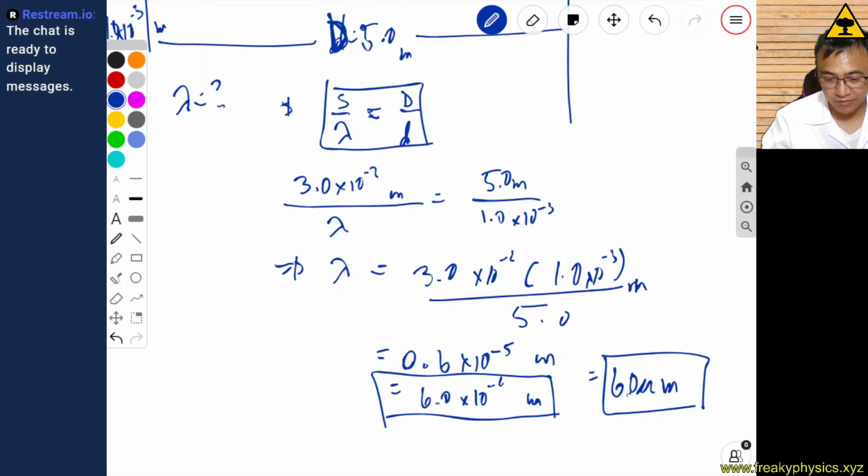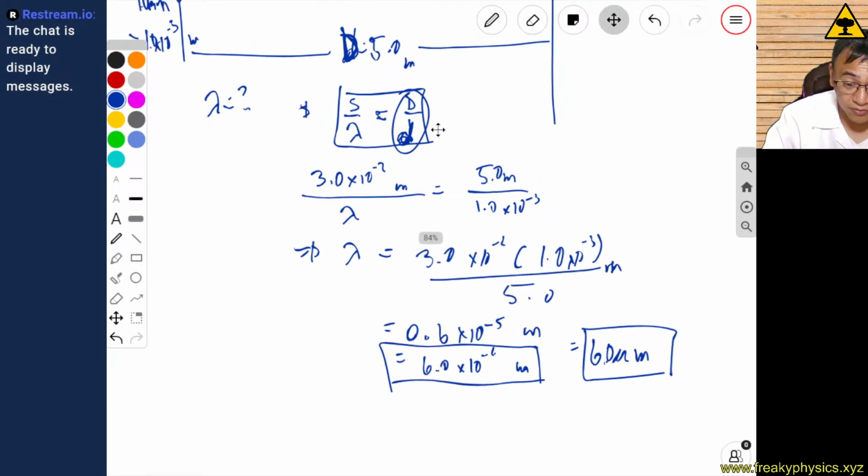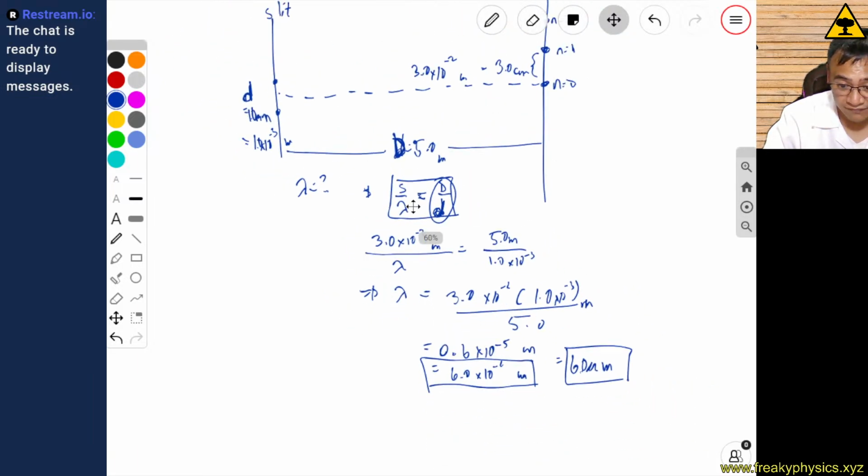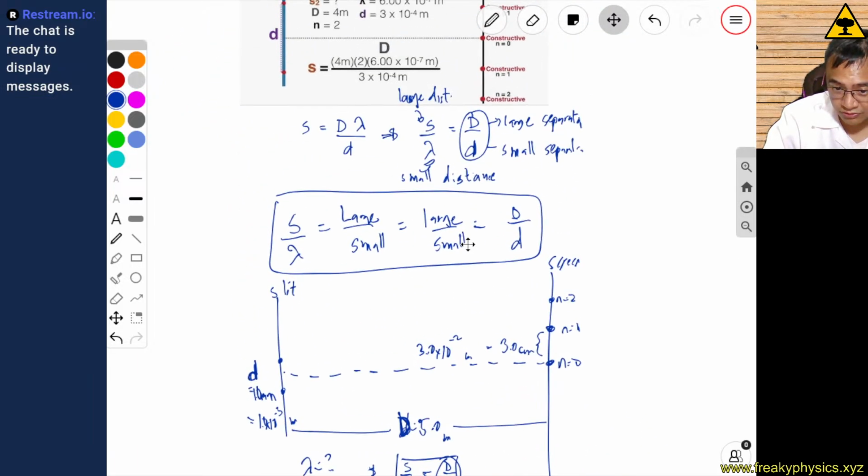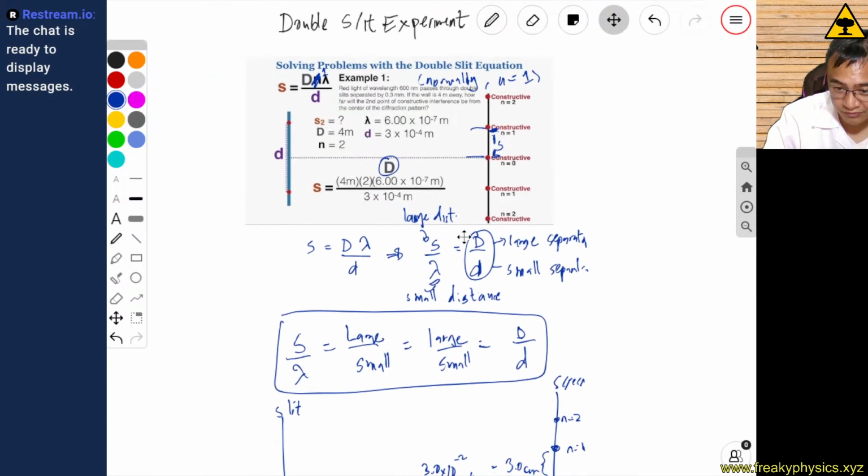Big to small equals big to small. The ratio of big numbers to the small numbers equals the ratio of a big number to another small number. And then the second number is always d over d, making it easier to remember. I hope that's clear, and I hope you will find that useful here. So that's the first bit about the double equation.